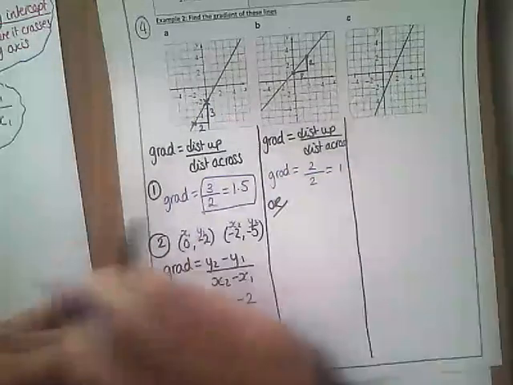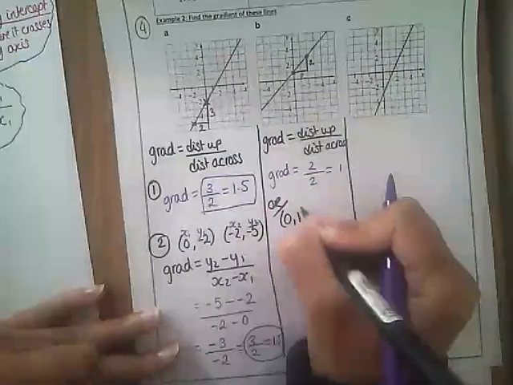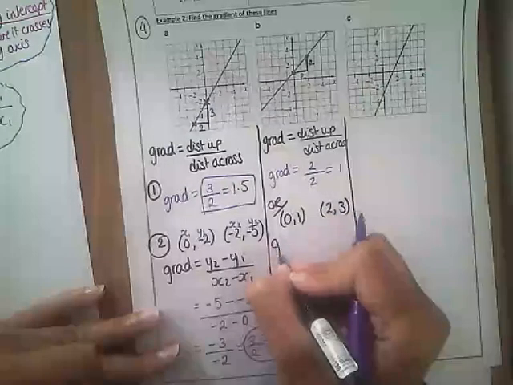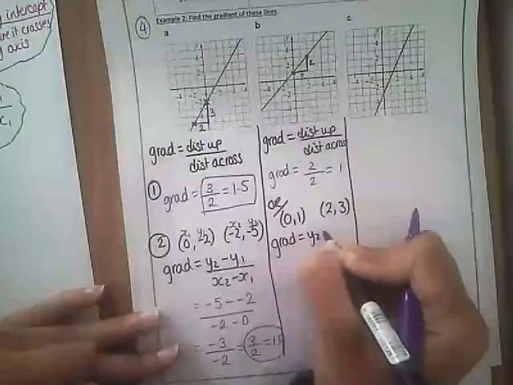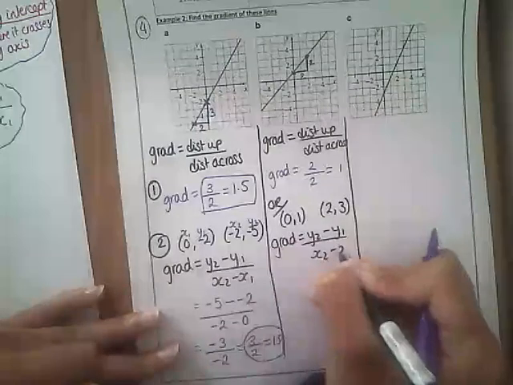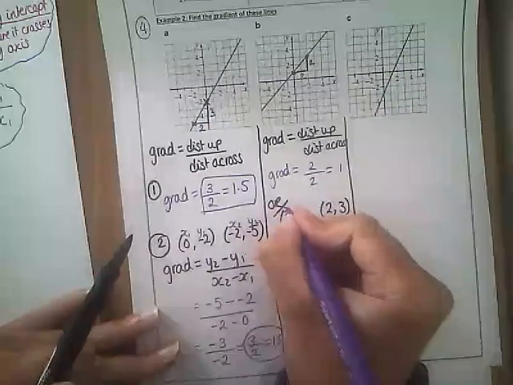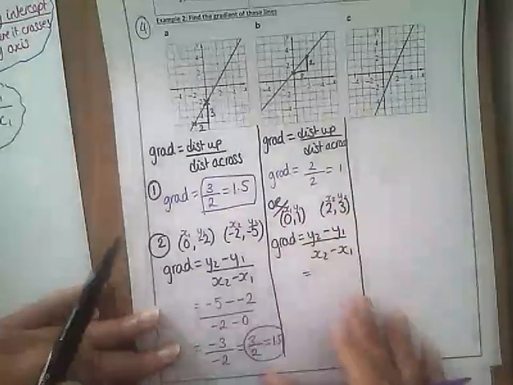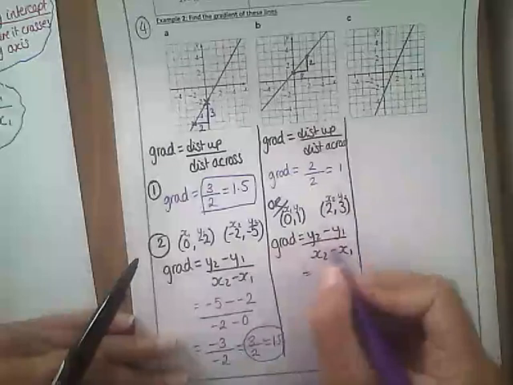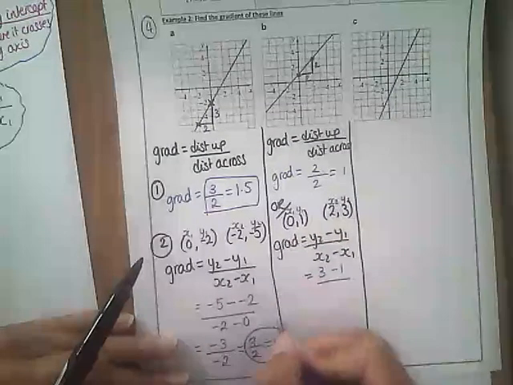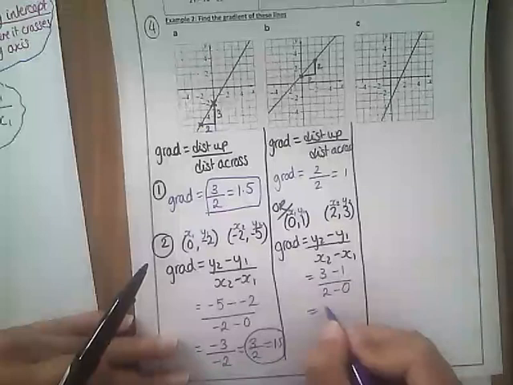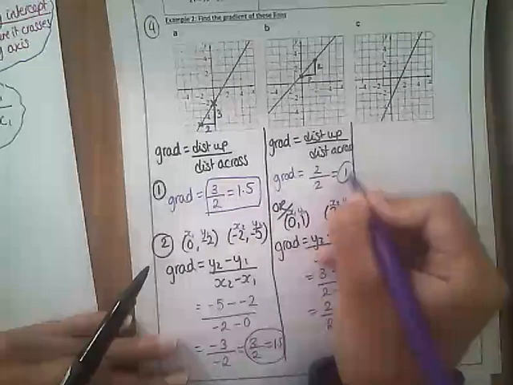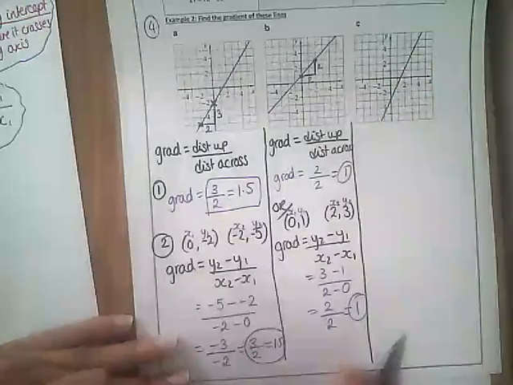Or pick your coordinates. So my coordinates here are going to be 0, 1 along the corridor up the stairs, and 2, 3. And then my gradient is y2 minus y1 over x2 minus x1. So it's going to be, here's x1, here's y1, here's x2, y2. Don't forget to do this every time. Don't be lazy, label your coordinates. Okay, so we've got 3 take away 1 divided by 2 take away 0. 3 take away 1 is 2. 2 take away 0 is 2. 2 divided by 2 is 1. Gradient is 1.